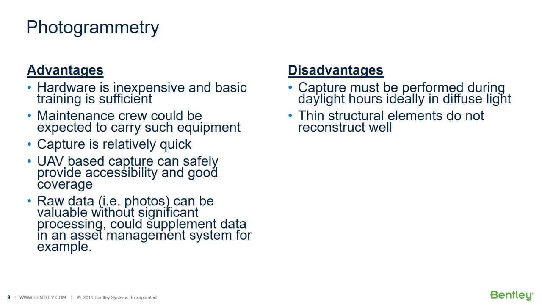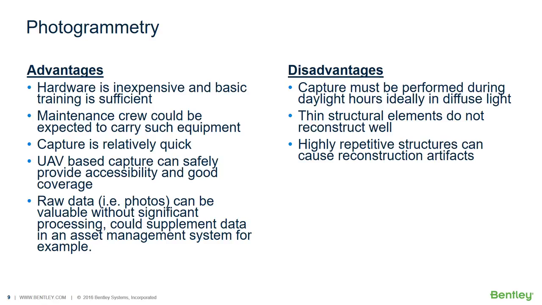Thin structural elements do not reconstruct well unless you have enough pixels on them. But typically when you're doing a site, things like overhead wires may not have enough resolution on them to really model correctly. Highly repetitive structures can cause reconstruction artifacts. If you have a plain white surface that has no texture to it and you cannot distinguish between one part to another, that's hard to do with photogrammetry.